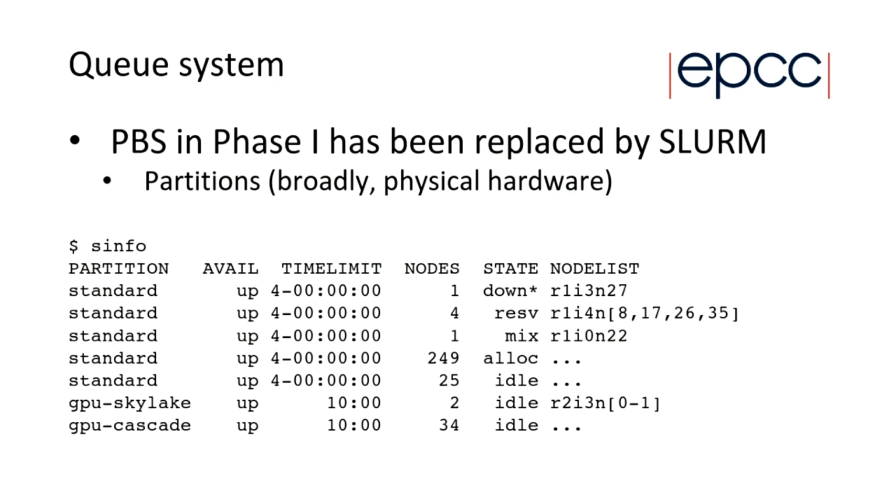There are 2 GPU Skylake nodes, which are the older GPU nodes, and the new what we've called GPU Cascade, which are, I thought there were 36, but it's saying 34 here, new nodes there.